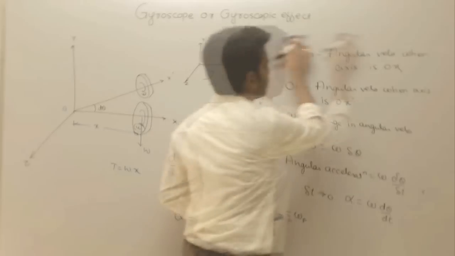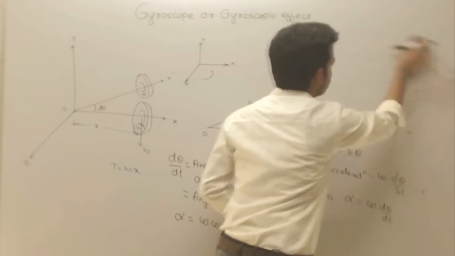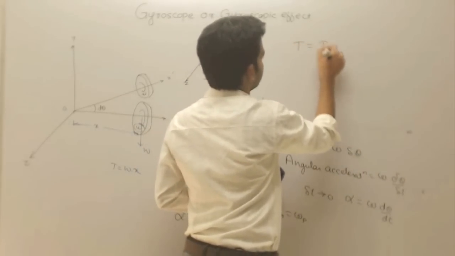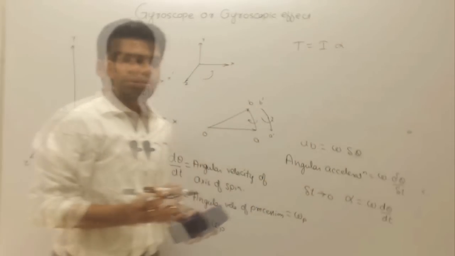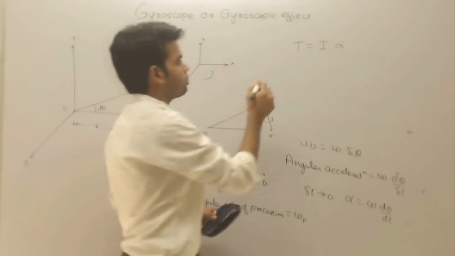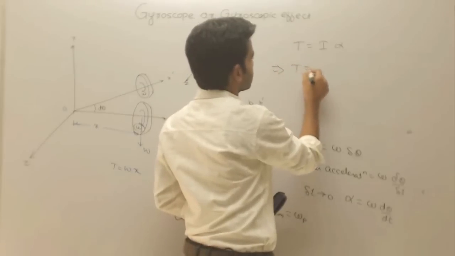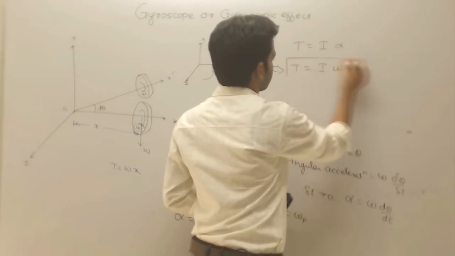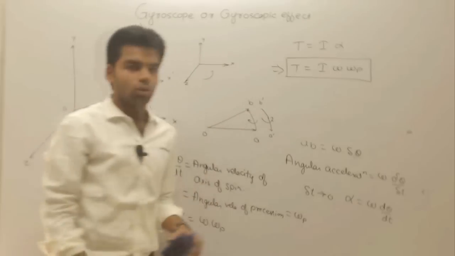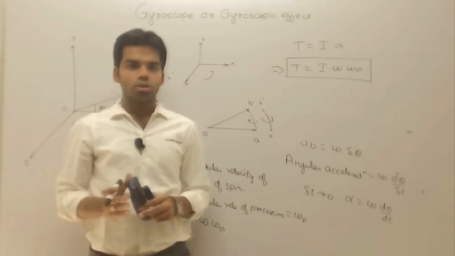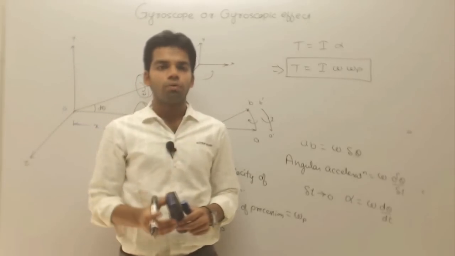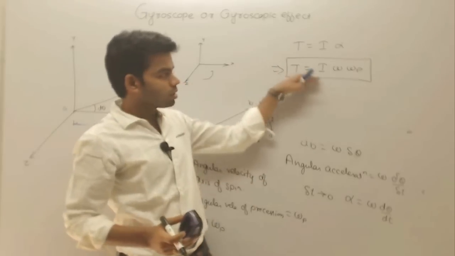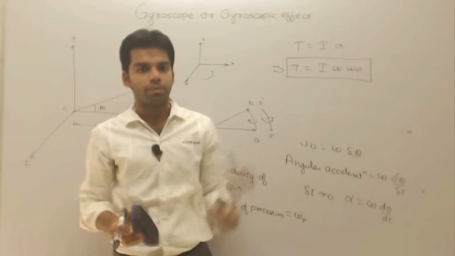That torque is nothing but the active gyroscopic torque. And what is the magnitude of the torque? This torque is nothing but I into alpha, where I is the mass moment of inertia. Okay, so from here we can get the value of this torque. This torque is equal to I into omega into omega p. This is nothing but the active gyroscopic torque or active gyroscopic couple, and because of this couple, a reactive gyroscopic couple of the same magnitude will also act. Okay, so this is actually the magnitude of this gyroscopic couple.